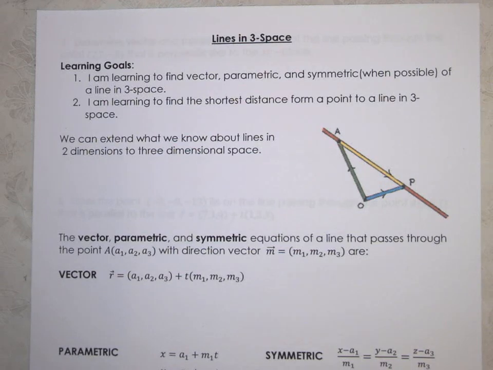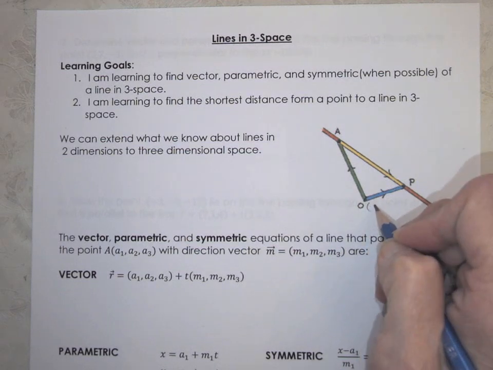Okay, so this lesson is on lines in 3-space. We're learning to find vector, parametric, and symmetric equations, when possible, of a line in 3-space. And we're learning to find the shortest distance from a point to a line in 3-space as well. And the great thing about 3-space is we can just extend what we know about 2 dimensions to 3 dimensions.